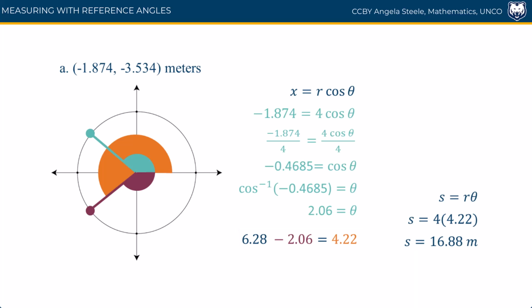So we're going to take arc length equals r times theta, which means we're going to take 4 multiplied by 4.22, and we get 16.88 meters.